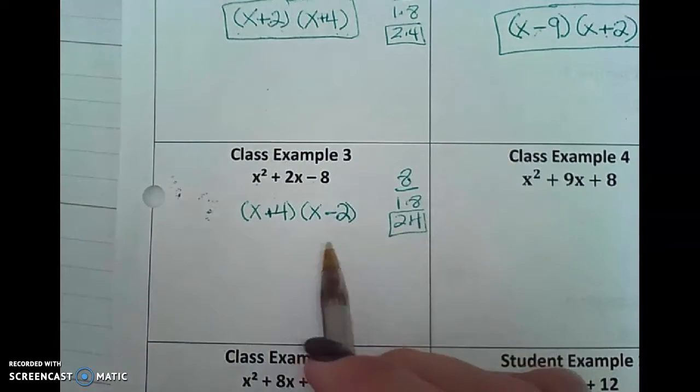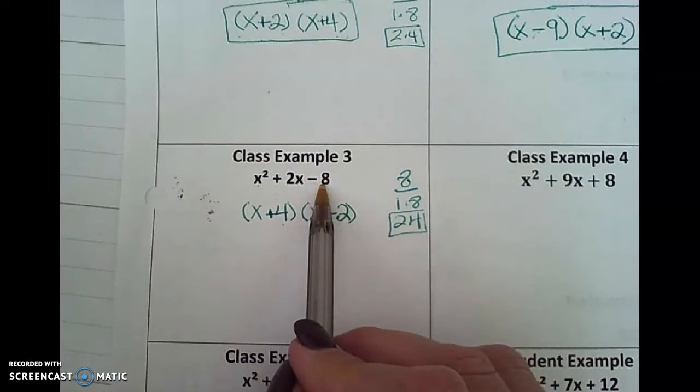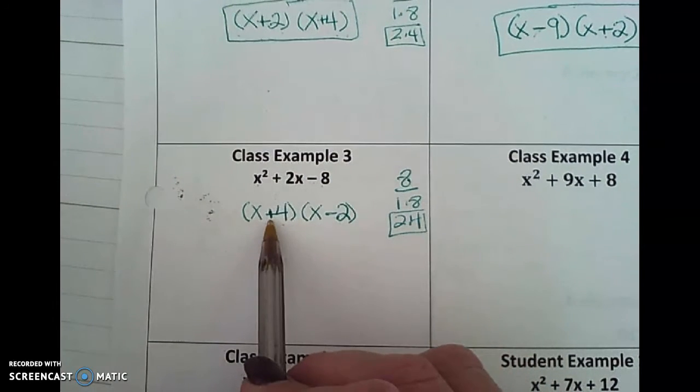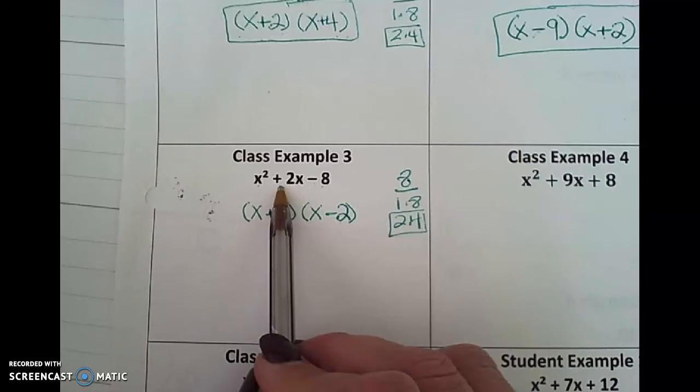Now, let's check it. Does positive 4 and negative 2 multiply to be negative 8? Does positive 4 plus negative 2 add to be positive 2? Yes, it does.